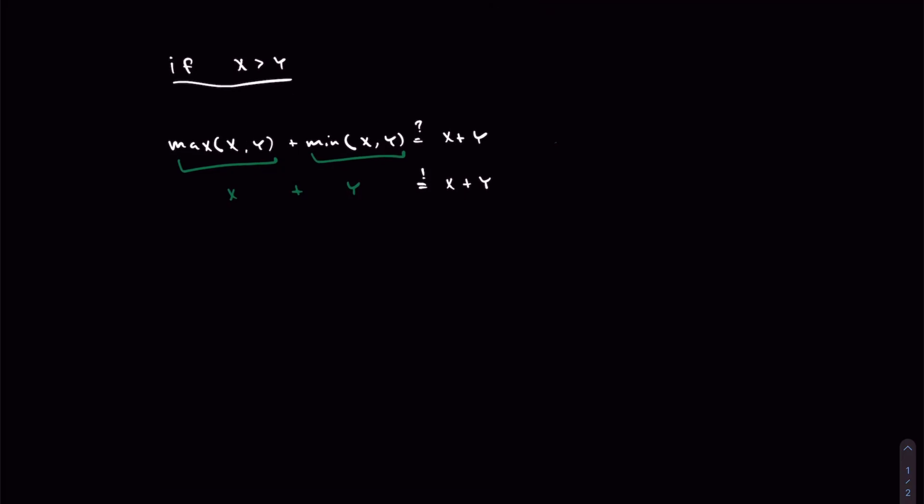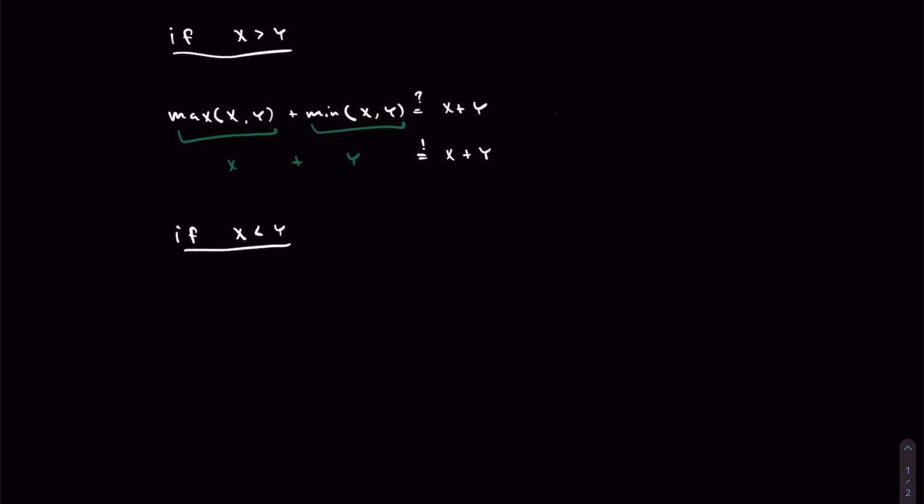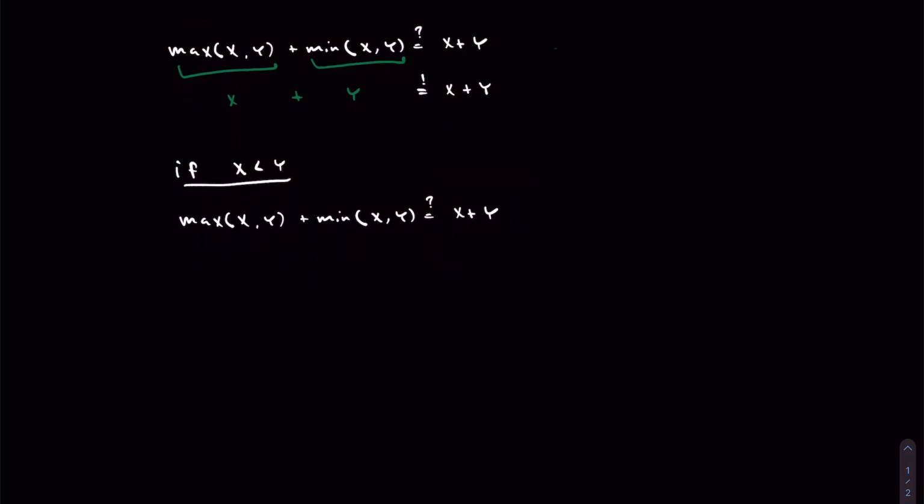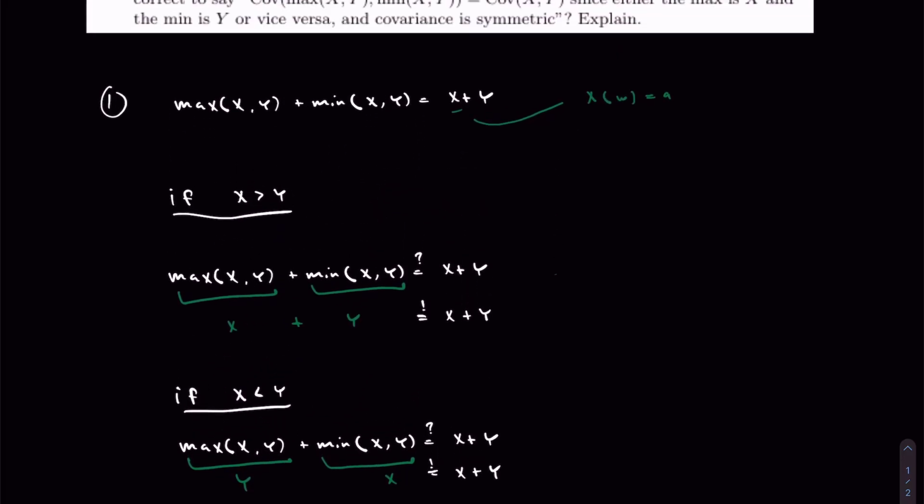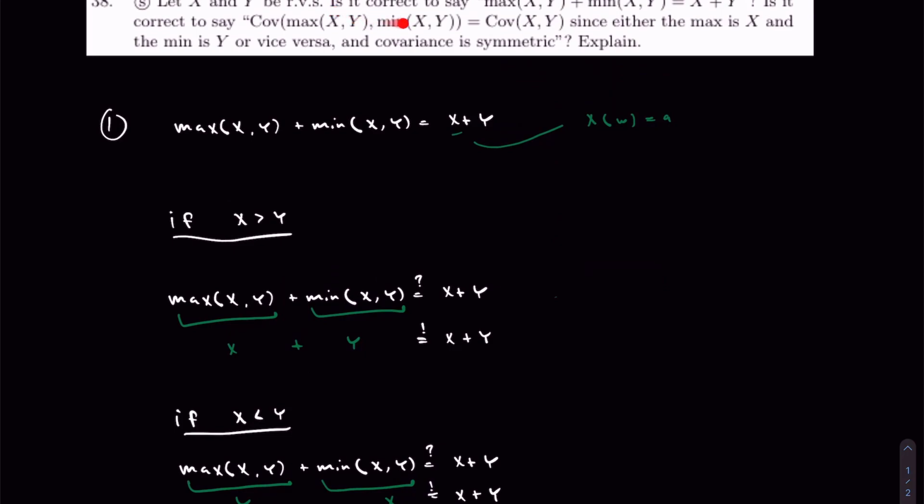But does it also hold if we reverse the inequality? Let's check. Well, we can immediately see with the same reasoning that this would now become y, and this now becomes x. And so we can indeed say that this equality holds regardless of x being smaller or larger than y. Okay, so we can say that this first statement is correct indeed.